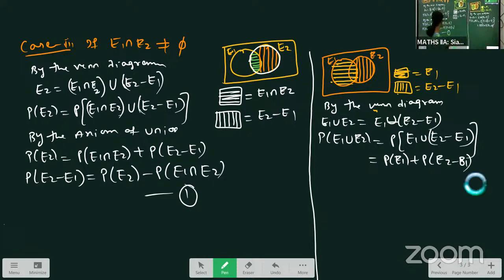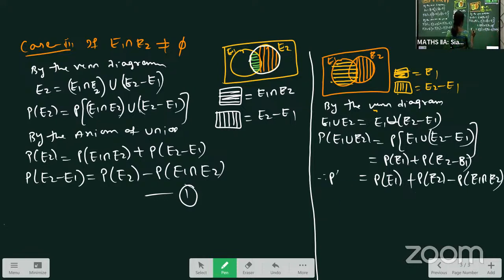But from equation 1, we have the E2 minus E1 value. Substitute: P of E1 plus P of E2 minus E1 is P of E2 minus P of E1 intersection E2. Therefore, what is the result? P of E1 union E2 is P of E1 plus P of E2 minus P of E1 intersection E2. Like this, you have to derive the addition theorem.